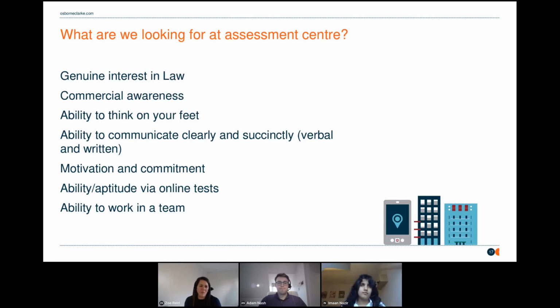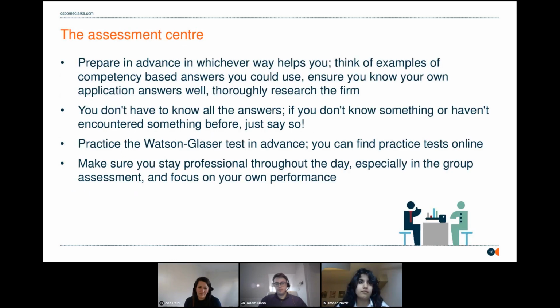But now just moving into what it is that we're looking for at the assessment centre phase. This is really your opportunity to meet people from the firm and to really convey across to us your interest in the law. Talk to us about your commercial awareness and the things that you are interested in. And we're really looking to get to know you a little bit better in these processes. So bringing your best self to the assessment centre is absolutely recommended. So again, handing over to Adam and Aman to talk you through some top tips for preparing for an assessment centre.